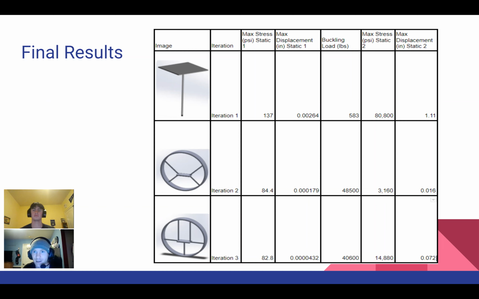For the second static analysis we ran, we used the force to simulate the effect of the flow exiting the duct, pushing on the motor mount. In that case, the first iteration yielded and had a max displacement of over an inch, which is very high. For the second and third iterations, it did not fail, however, and the displacements are relatively low.